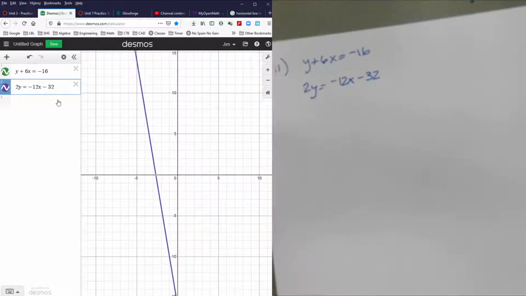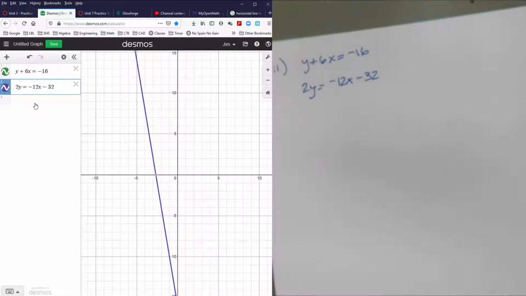And if I look at that, right, do you see what happened there? Those equations, those lines are sitting right on top of each other. They actually represent the same line. And I can kind of see this, right? If I were to take the second equation and divide everything by 2, I would get y is equal to negative 6x minus 32, which is very similar to this, right?